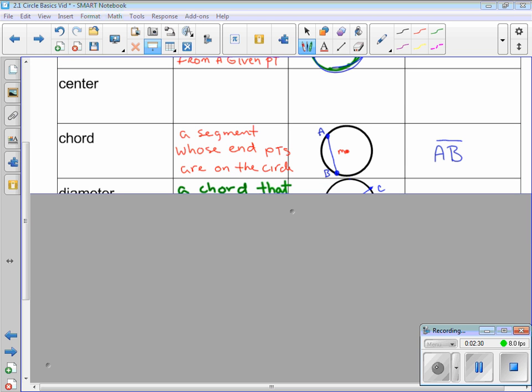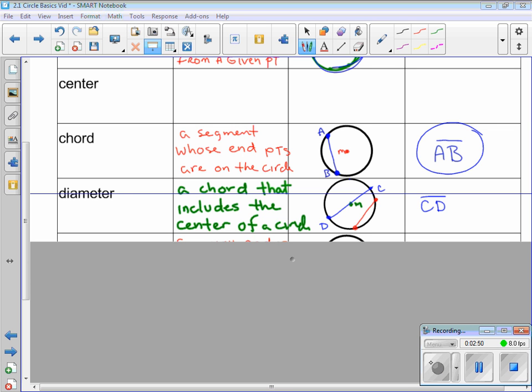Next up to bat is the word chord. It's a segment whose endpoints are on the circle. As I said, these endpoints are on the circle. When we draw a connected segment, we've got ourselves a chord. This is the way we would write the name of it. It's a segment, so it looks like two capital letters with a segment bar.